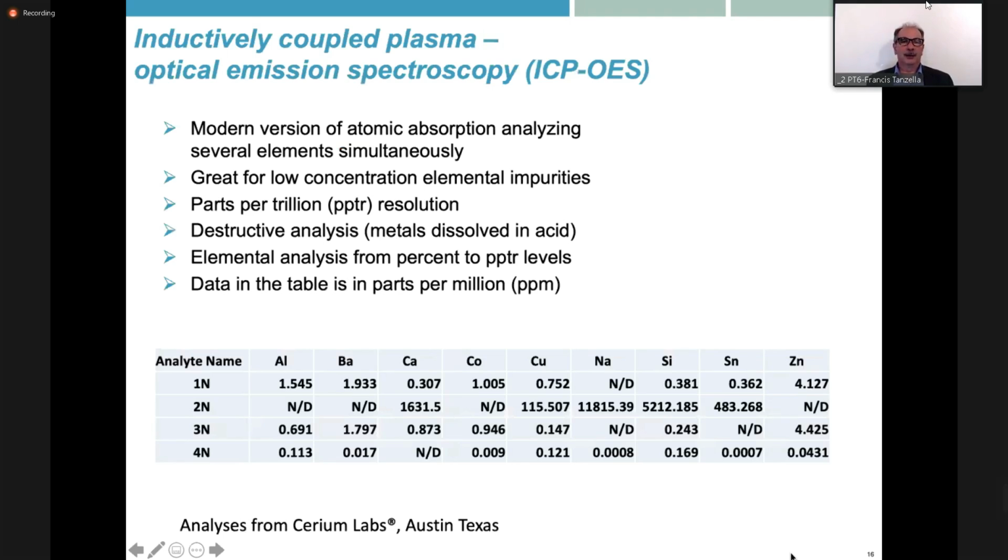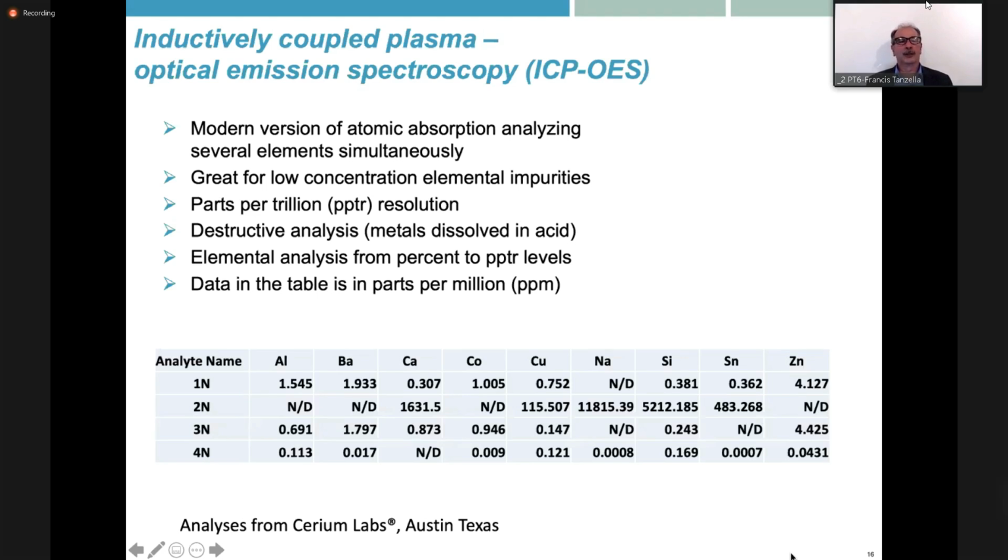Carrying on in the chemical analysis theme, ICP optical emission spectroscopy is a destructive way to determine the major, minor, and impurity elements in a material. Because it obtains a spectrum from the emission of many elements, several elements can be analyzed for simultaneously, as opposed to the old atomic absorption method.